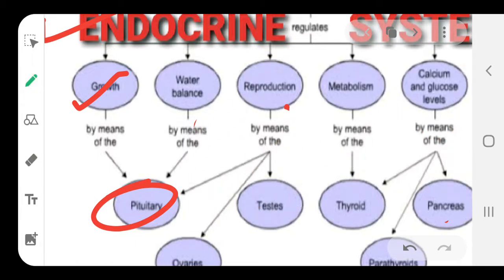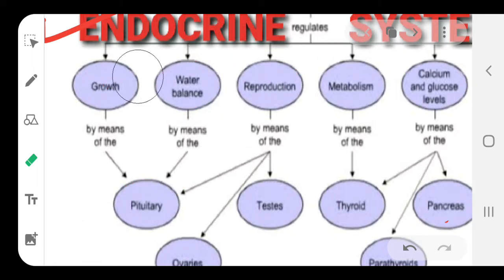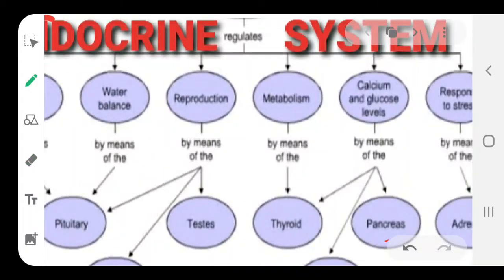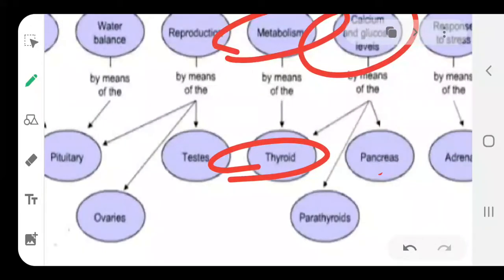Similarly, this gland also helps in maintaining water balance in the body. Then the reproductive cycle is again governed by the same master gland because it governs the working of the testes and ovaries, the other two organs or components of the endocrine system. Then the most important part, the metabolism of the body, is governed by the thyroid gland. The calcium and glucose level in the body is governed by the thyroid, pancreas and parathyroid.